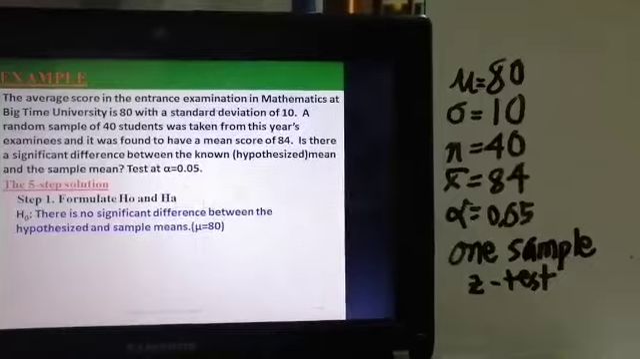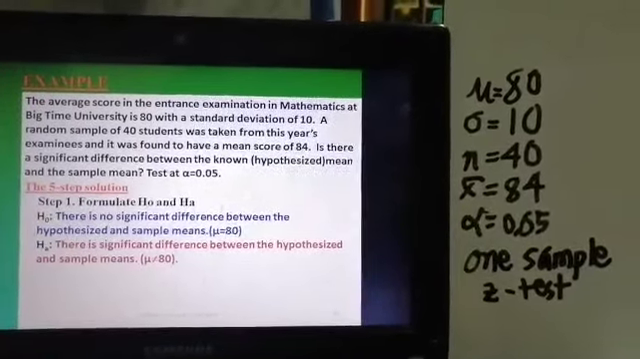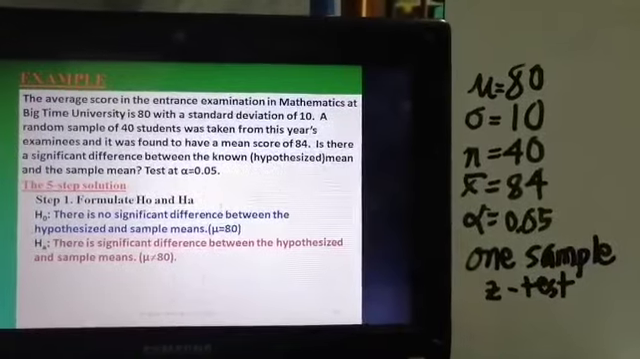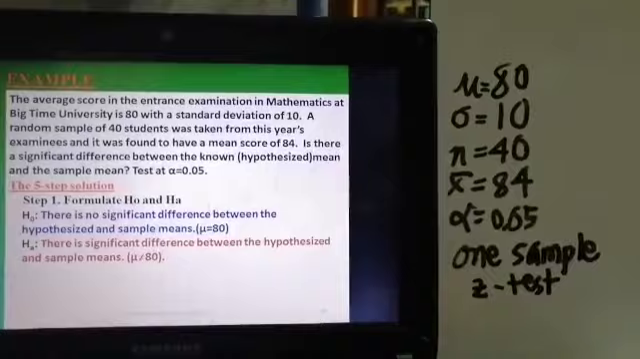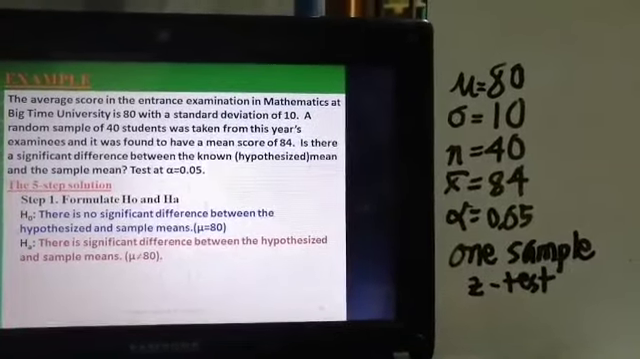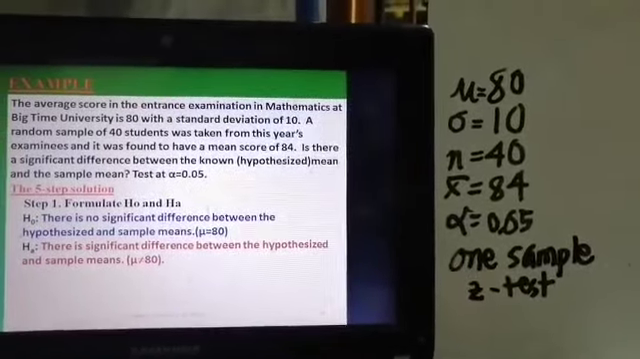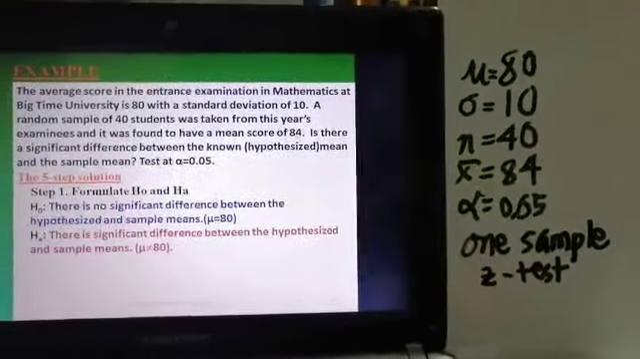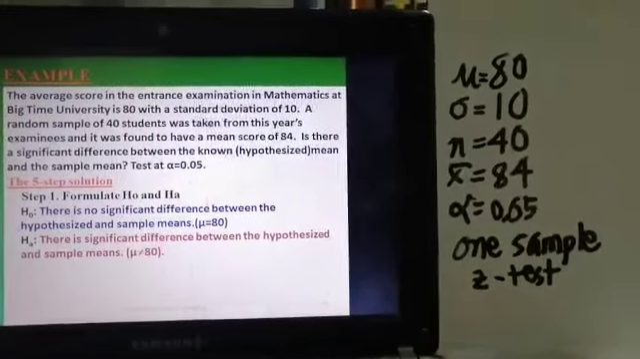If this is not true, what then is true? Then you will have to formulate our HA or H1, what we call the alternative hypothesis. There is a significant difference between the hypothesized mean and the sample mean. In symbols, we write mu is not equal to 80. Okay, I hope that one is clear.